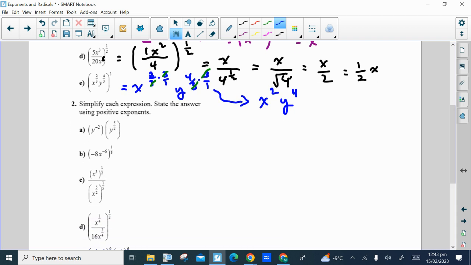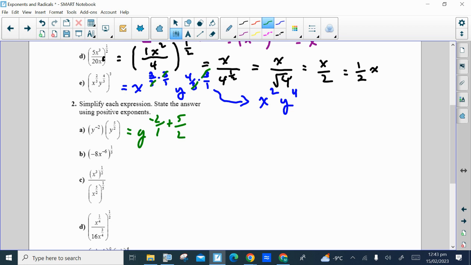Okay. So same thing with number 2, simplify each expression. You're asked to state them using positive exponents only. So question A, multiplying powers with the same base. The law says you add the exponents and keep the base the same. In this case, one of the exponents is a fraction, so we're going to have to get a common denominator. I also made the -2 a fraction by putting it over 1.